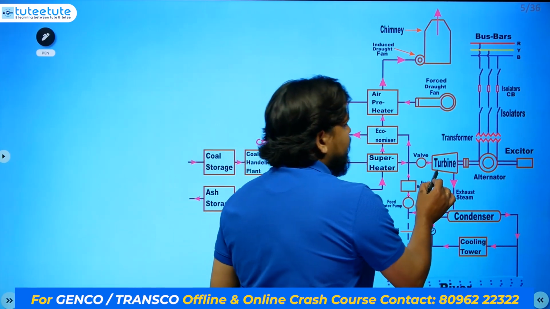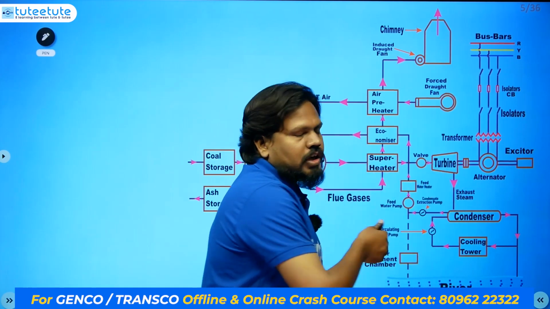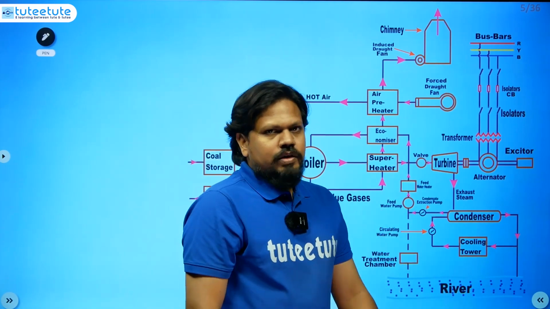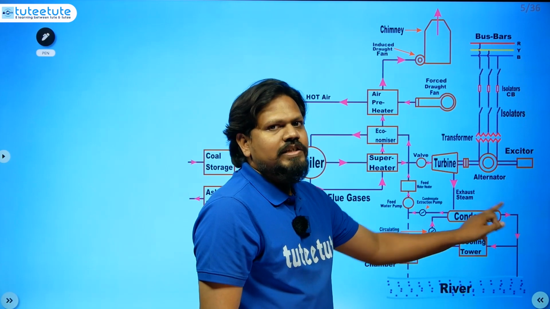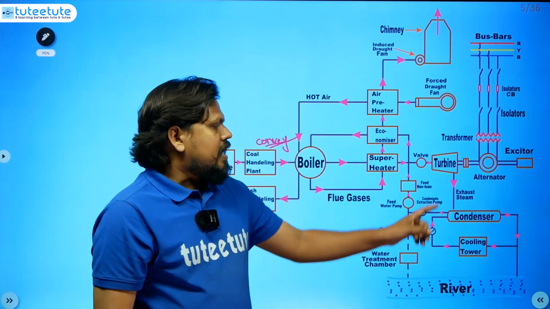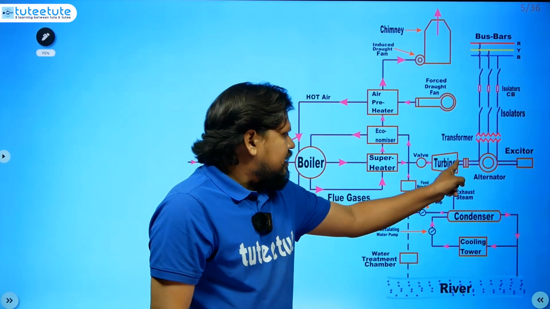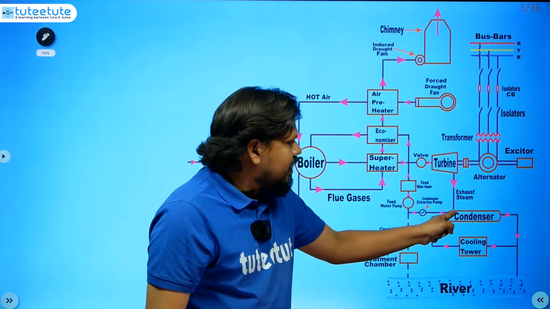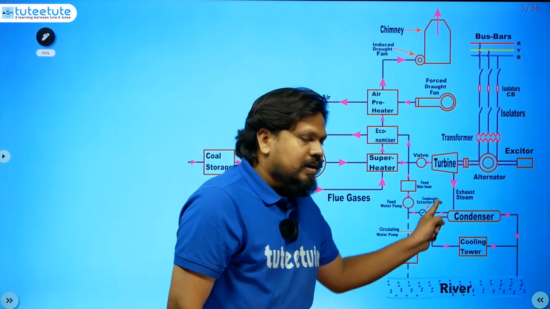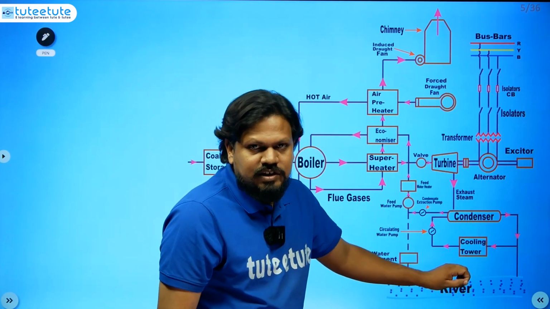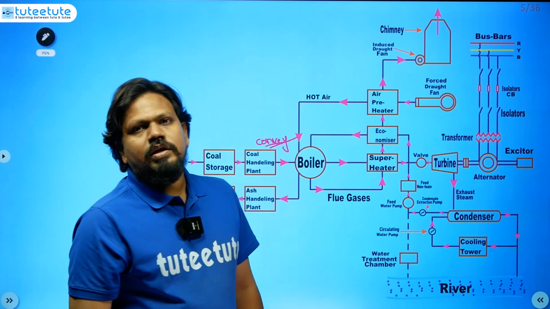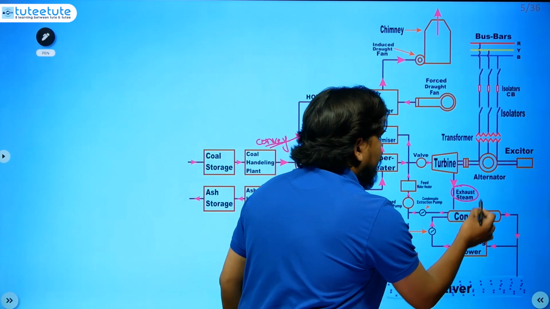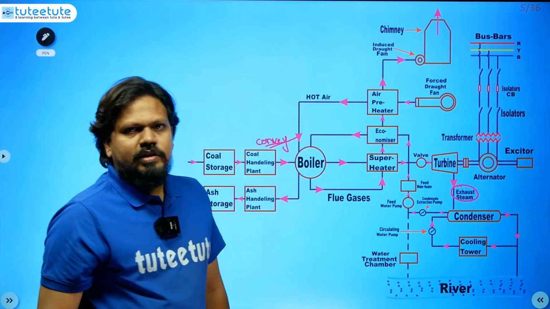Next, they have given the turbine. The turbine is also one of the important components in the thermal power plant. Next one is the condenser. What is the work of this condenser? The exhaust steam, the used steam, will be coming from the turbine. The condenser will be converting that exhaust steam into hot water. So like that it will be working.